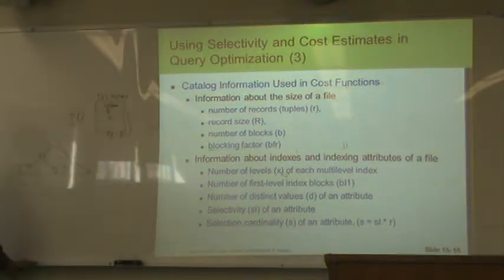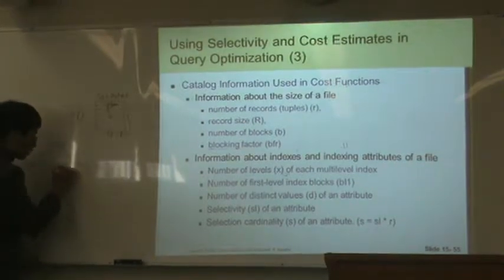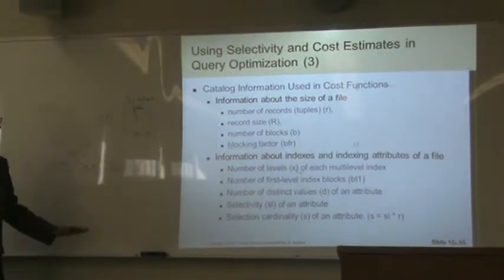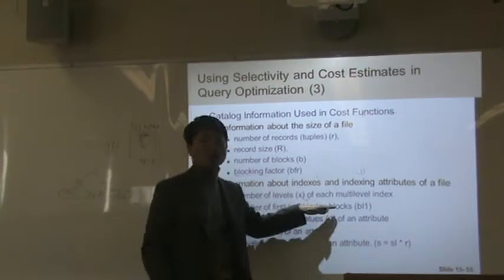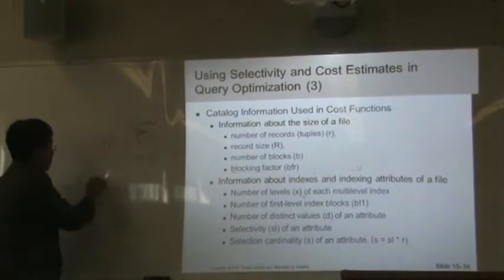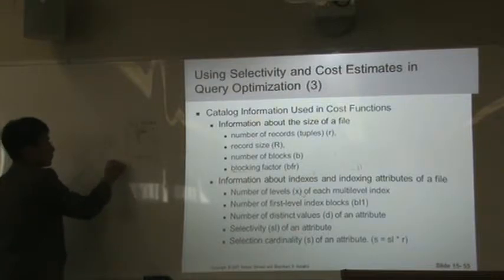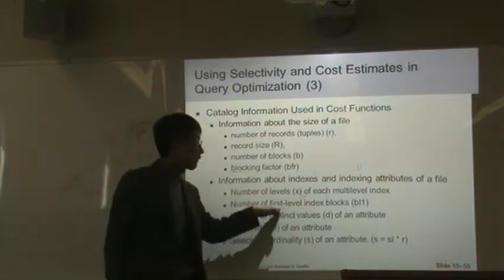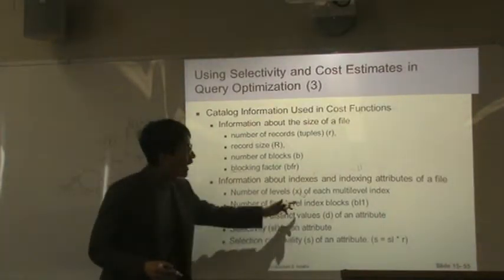Then the number of first level index blocks, which means this one. Why is this important? In case you have a range query using the primary key, you can use the sibling pointer. You don't have to go up and down to access the data in the B+ tree. So that is the number of first level index blocks.